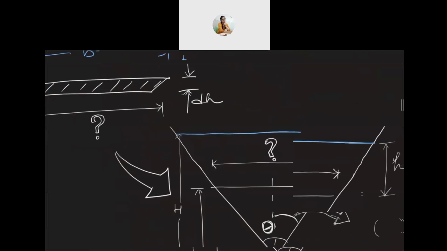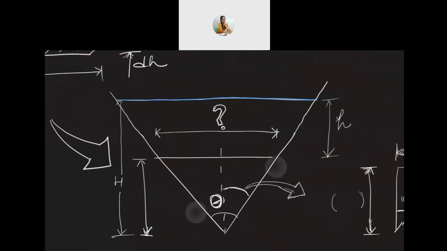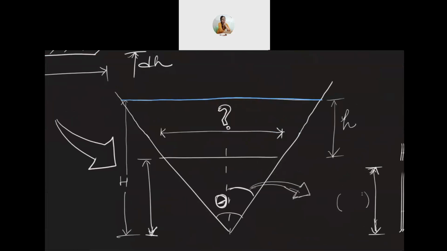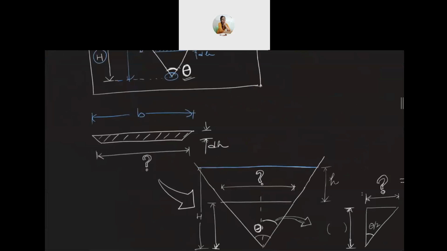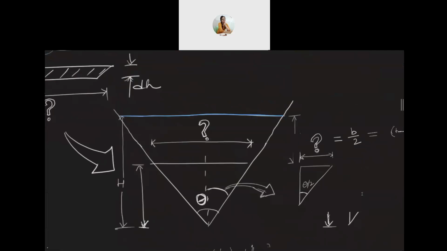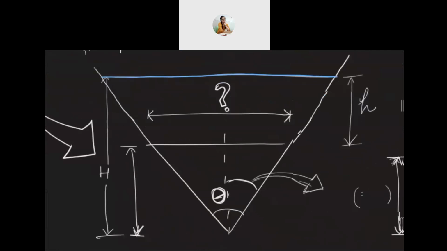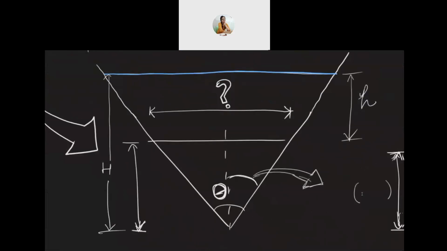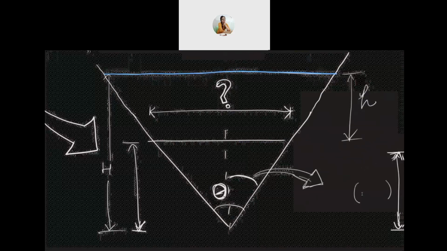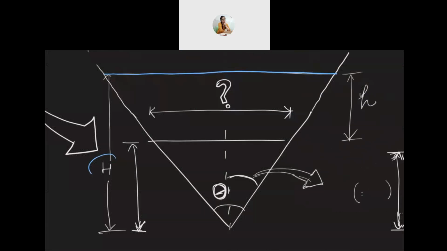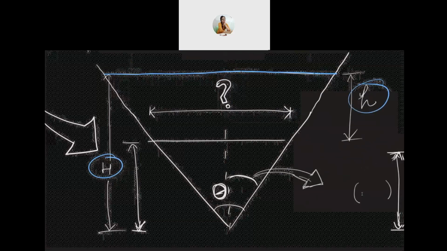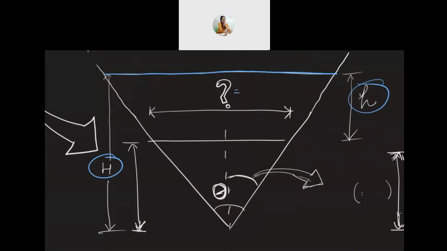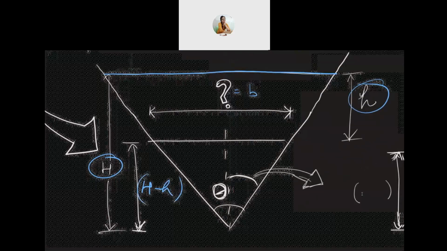So this is our elementary strip. We're going to find out this width b. We know the thickness is dh. So let's look at the geometry of this whole triangle. From top to bottom, the total head is capital H, and the head above the elementary strip is small h. So the remaining portion is capital H minus small h. And we are interested in finding out this width.